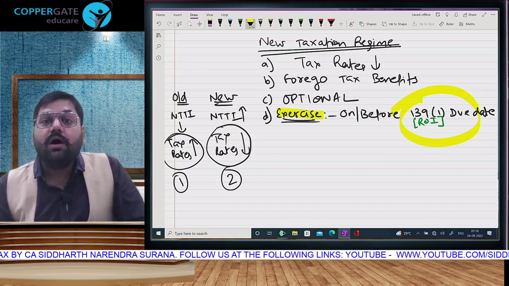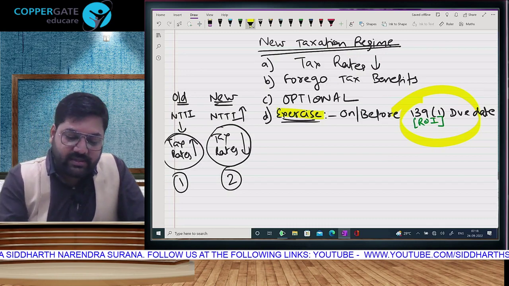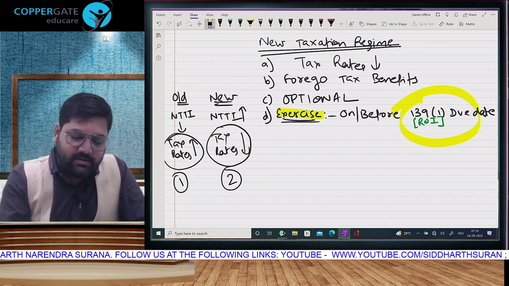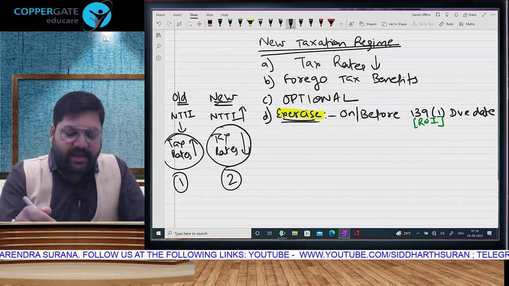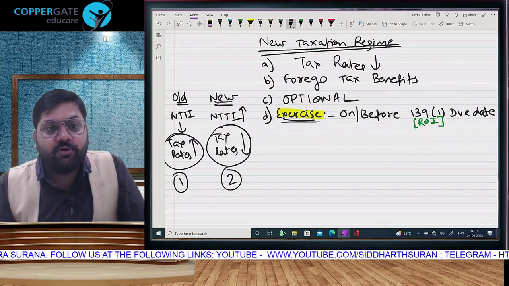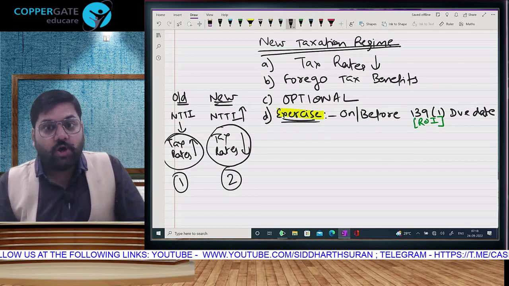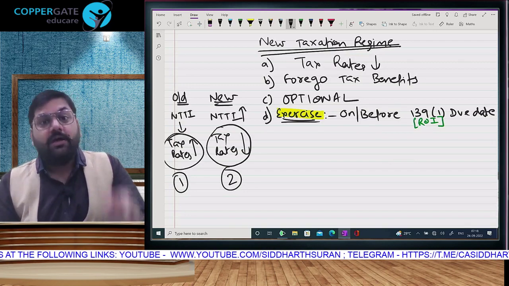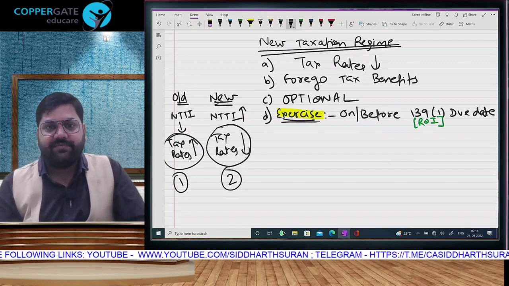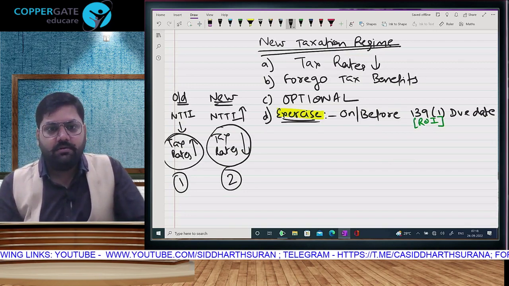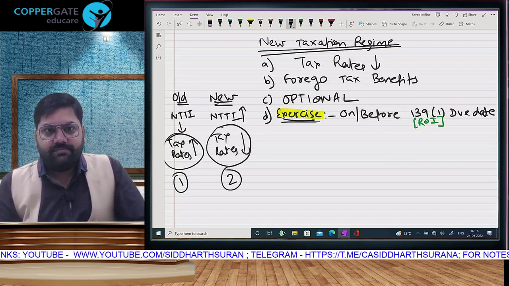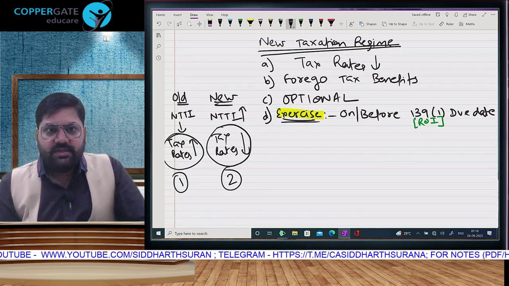That is also a characteristic of the new taxation regime. So feature number 1, we will reduce your tax rate. But if you are willing to forego certain tax benefits, this is optional, so old and new are both applicable. If you want new, decide before the due date of return filing. Otherwise, by default, you will be in the old regime. Is that understood?